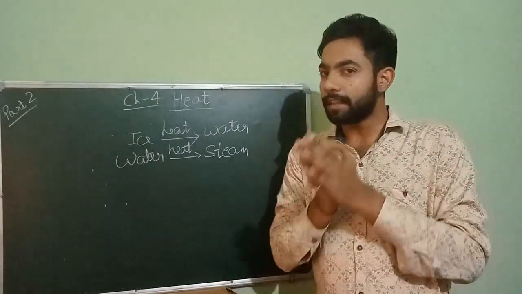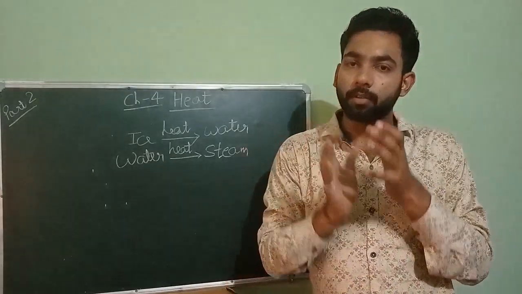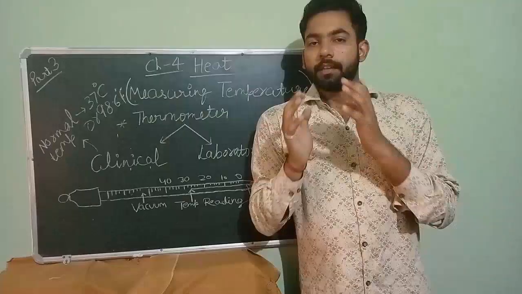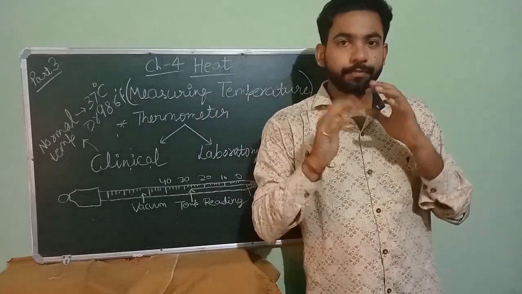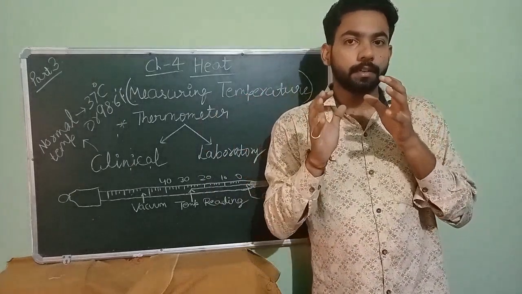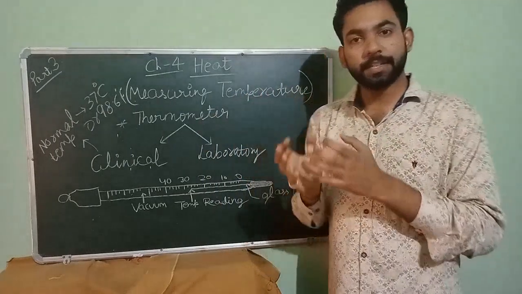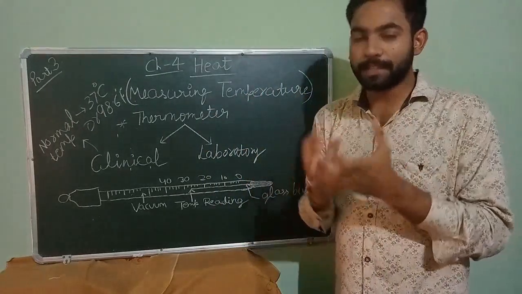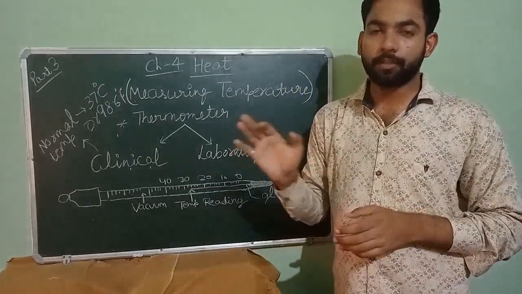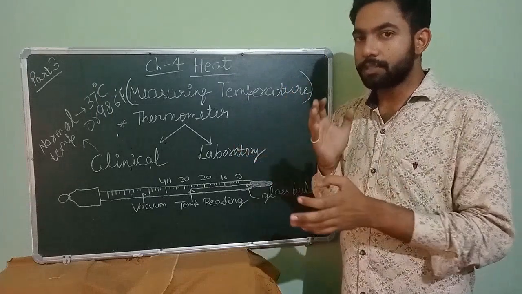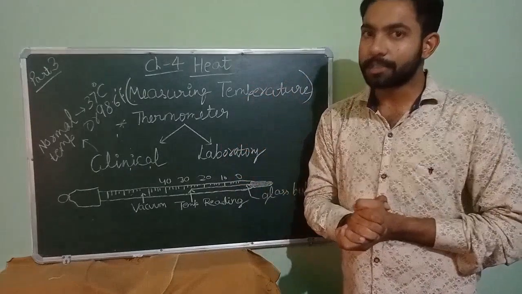So we can define heat as heat is a form of energy which can be transferred from a hotter object to a colder object. Our next topic is measuring temperature. If we touch a pan which is kept on a burning stove, it feels very hot. Then we can say that its temperature is very hot. So what is temperature? Temperature is a degree of hotness or coldness of an object. The instrument which is used for the measurement of temperature is known as thermometer.